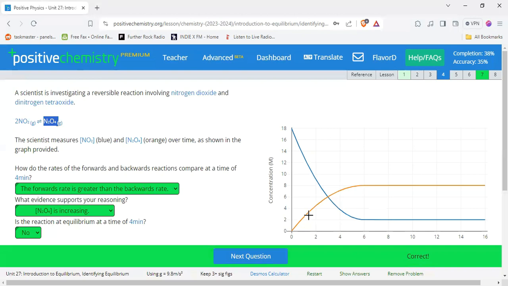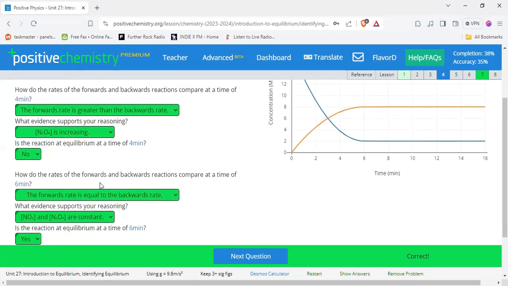So at 4 minutes, it's still giving us more orange and less blue. That's more product and less reactant. So the forward rate is greater than the backward rate. That means that the product is increasing, and it is not at equilibrium.